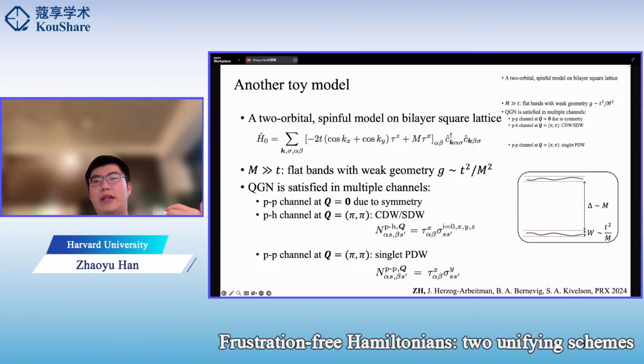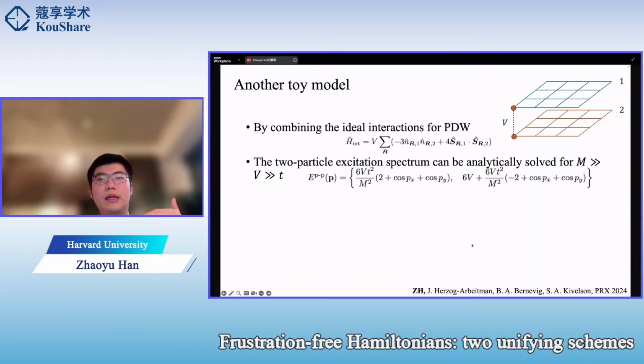in several different channels. So besides the Q equals 0 particle-particle channel ensured by spinful time reversal symmetry, there are also Q equals pi particle-hole and particle-particle channel quantum geometric nesting, corresponding to charge or spin density wave and a pair density wave, respectively. And applying the systematic construction of the solvable models, we were able to find a very simple interlayer interaction that only favors the pair density wave order, and it's simply interlayer attraction and some antiferromagnetic coupling.